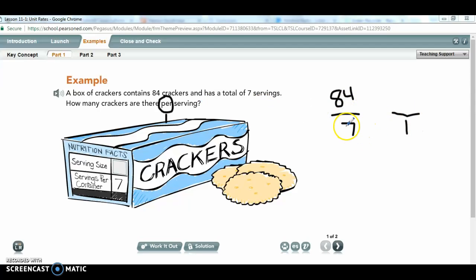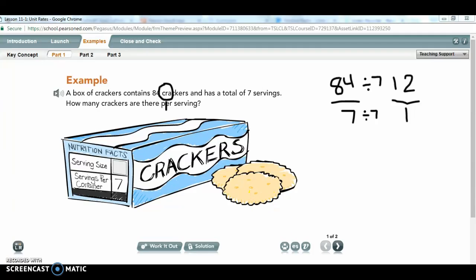So if we look at this, how do we get from 7 to 1? We are finding equivalent ratios, equivalent fractions in order to find our unit rate. So in this case we divide by 7, and if we divide the bottom number by 7, we also have to divide the top number by 7. When we do that, we get 12 as our answer. Again, 84 divided by 7 equals 12. So we want 12 crackers per 1 serving. So our serving size is 1.